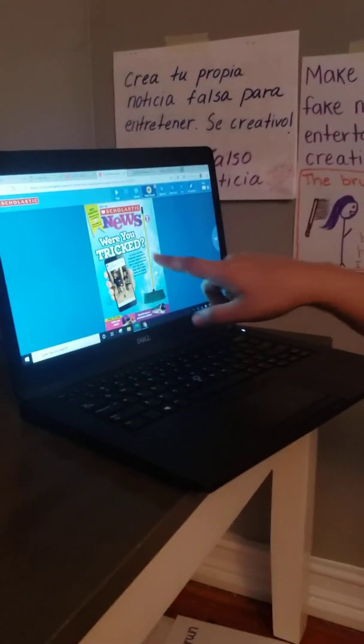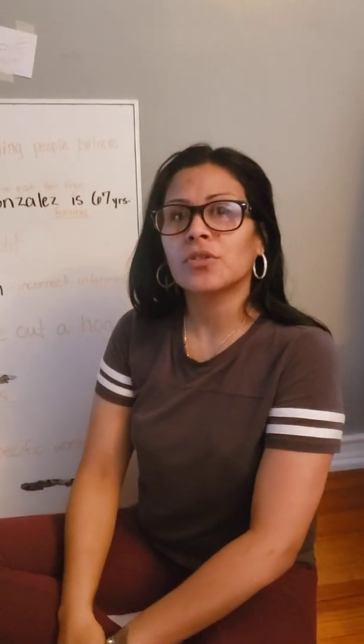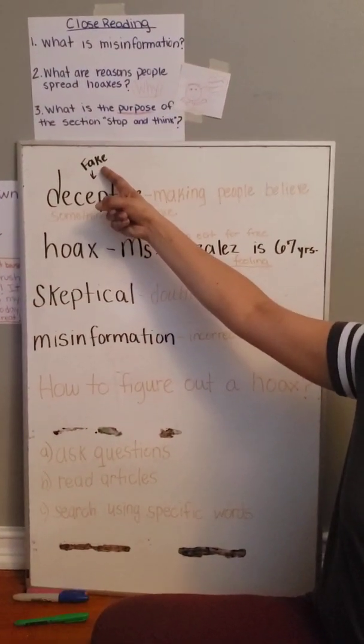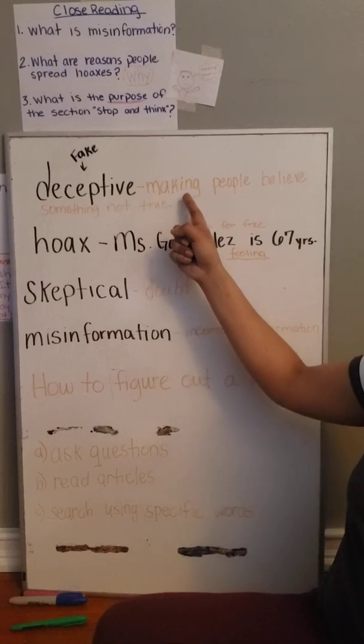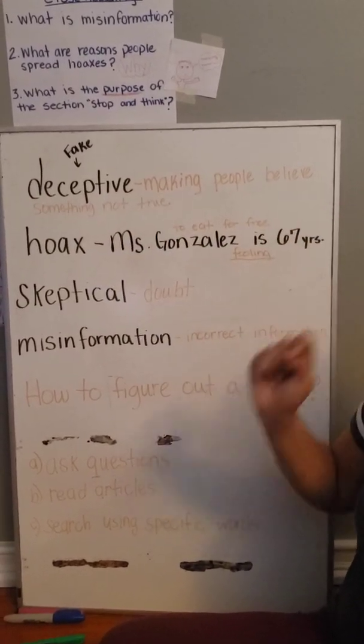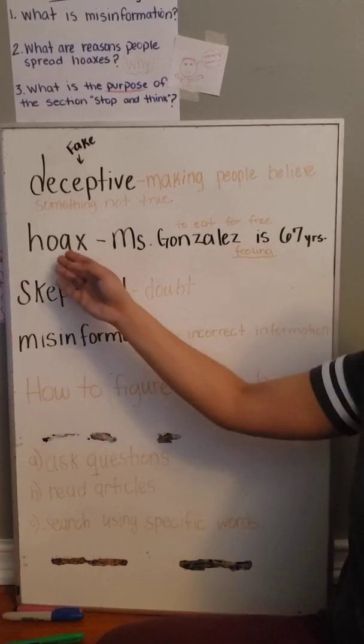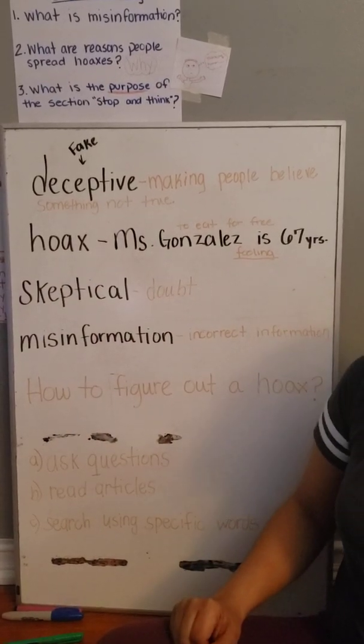Were you tricked? There are some vocabulary words that I want to go over. We have the word deceptive: fake, not true. Deceptive means making people believe something is not true. Hoax. A hoax is when you fool someone.